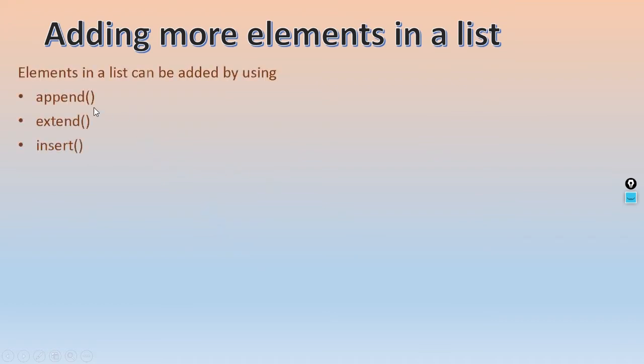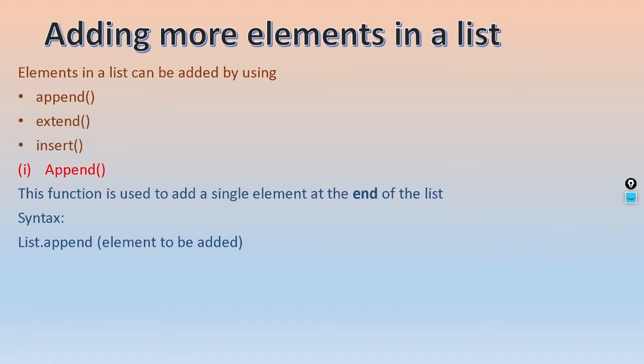Adding more elements in the list. Elements in a list can be added by using functions like append, extend and insert. We are going to discuss the syntax and the difference between these three functions. First one is the append function. This function is used to add a single element at the end of the list.